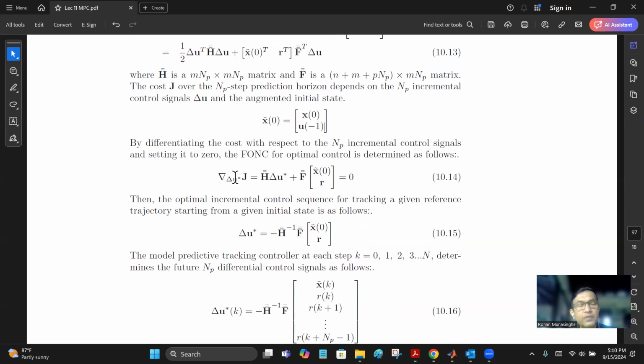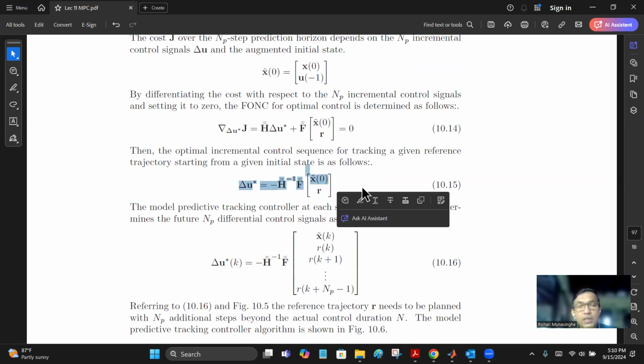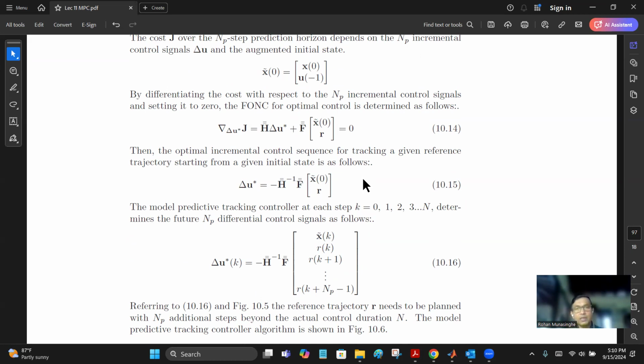Then you differentiate J with respect to delta U this time. Earlier it was with respect to U. And this is the answer. From that you can find out the optimal differential control sequence, right? Remember, this is not for the entire plant. This is only within the prediction horizon. It's a very, very simple feature introduced into the standard algorithm. But this very simple technique gave it a totally different name and opened up a lot of applications.